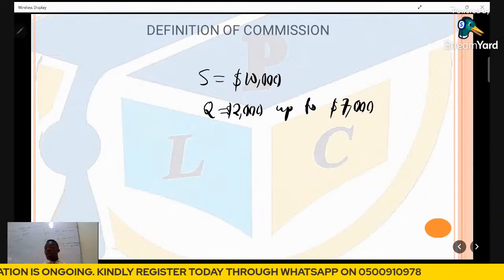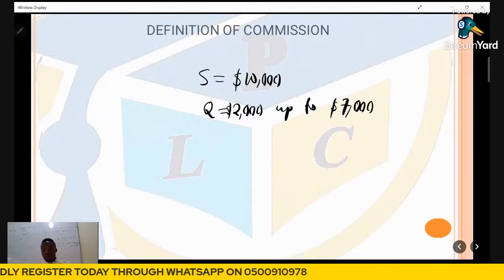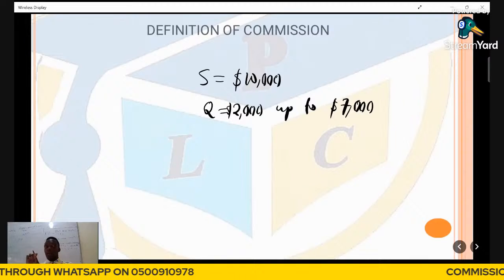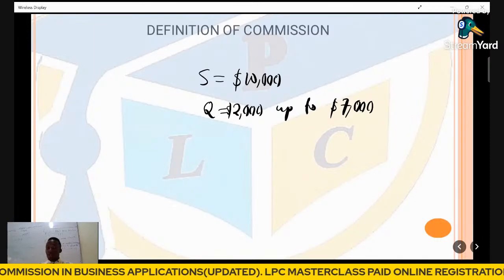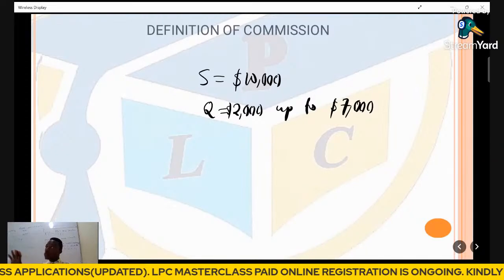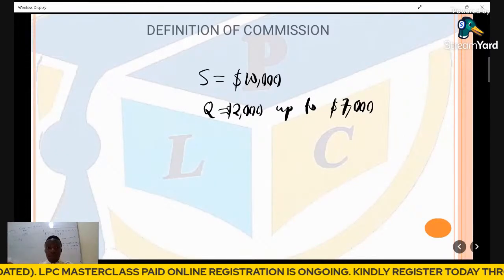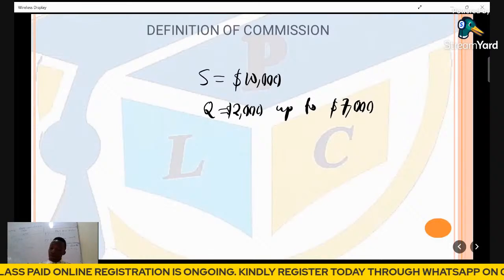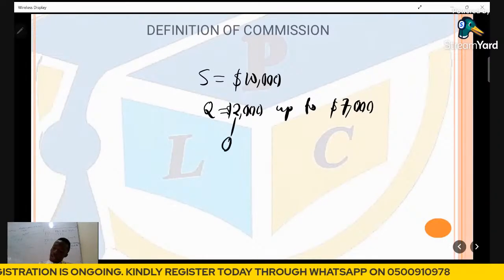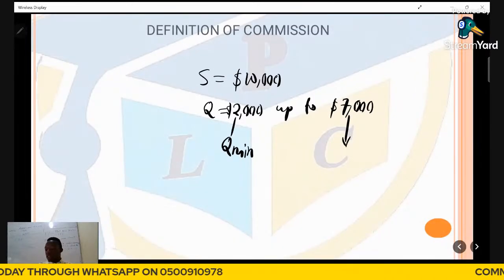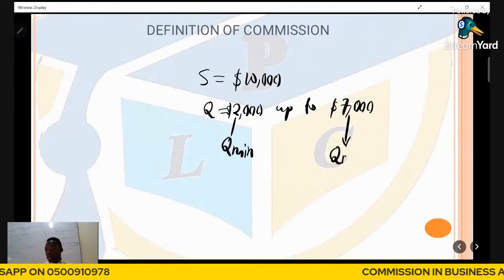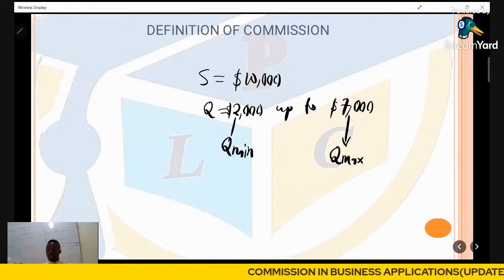Now, what is happening here? You have the sales value of $10,000, and you have the first quota, for which your employer is saying that to get your commission, you should exceed a quota of 2,000, but only up to 7,000. So when you see a statement like this, we have two quotas coming in here. The first one is the minimum quota, and the second one, the up-to value, is the maximum quota.